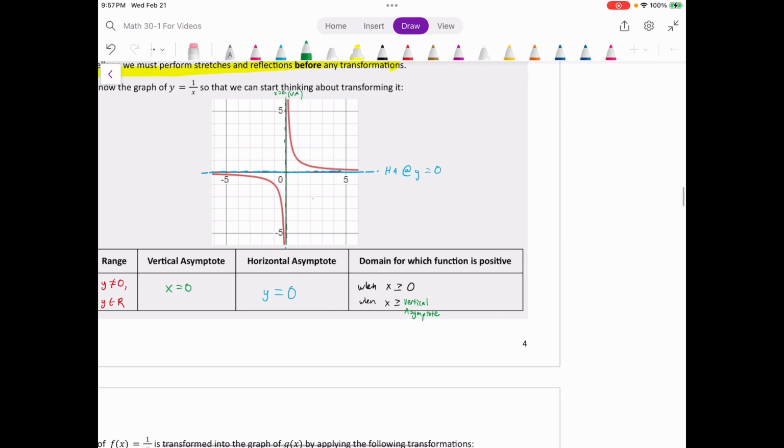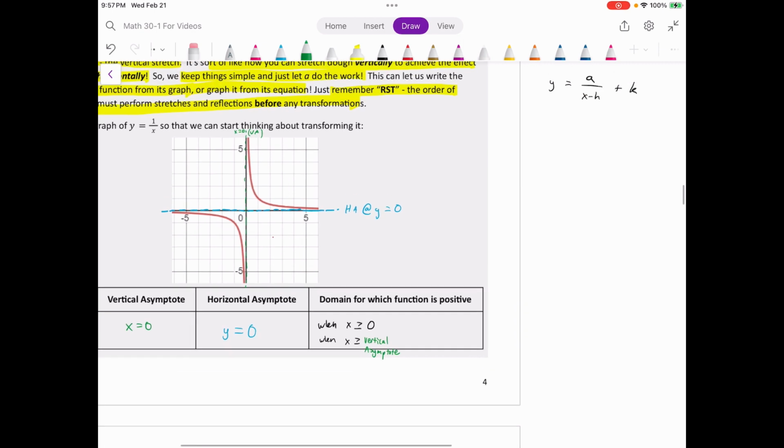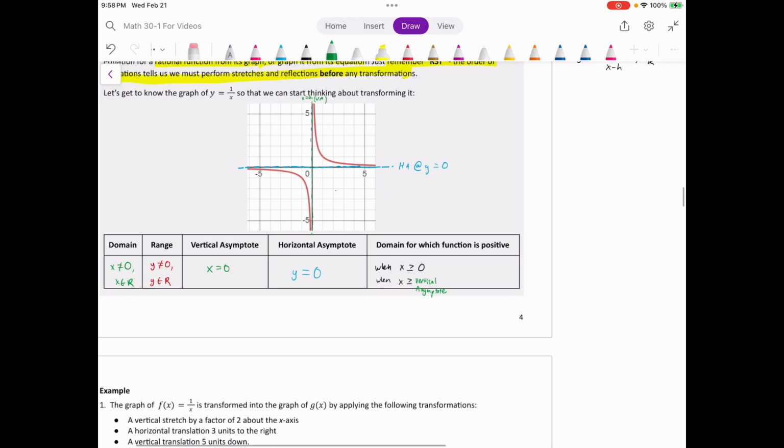Okay, so that makes sense from the equation as well, because when x is positive, we're dividing by a positive number. In general, when x is greater than the vertical asymptote, we're dividing by a positive number, right? When x is less than the vertical asymptote, or for this graph, when x is less than 0, we're dividing by a negative number, so our y will come out as negative, right? Divide by a positive x, our y comes out as positive. Okay? All right.